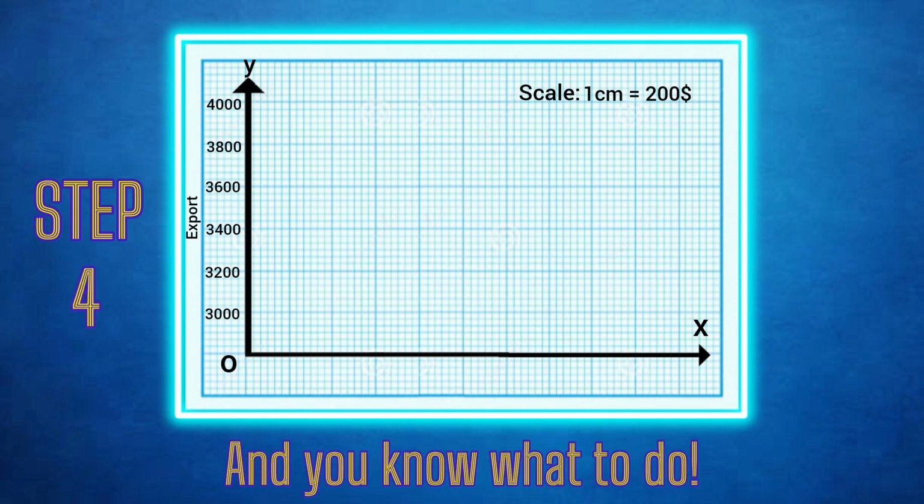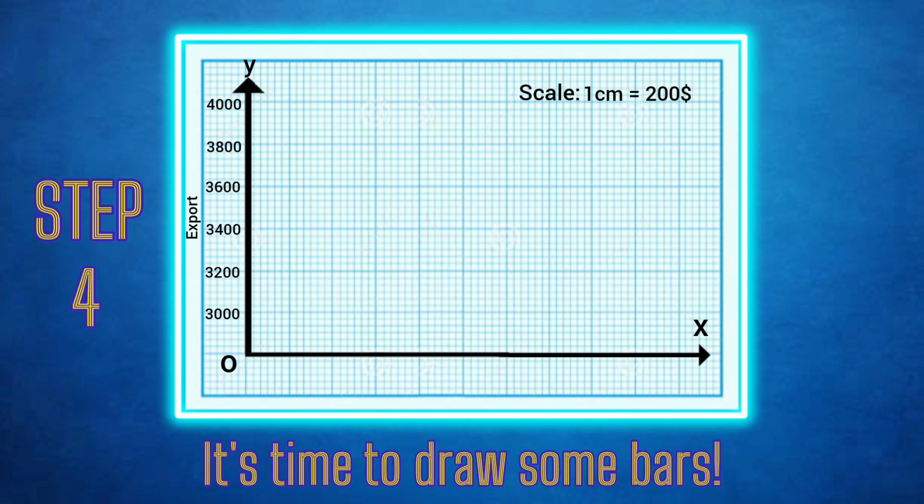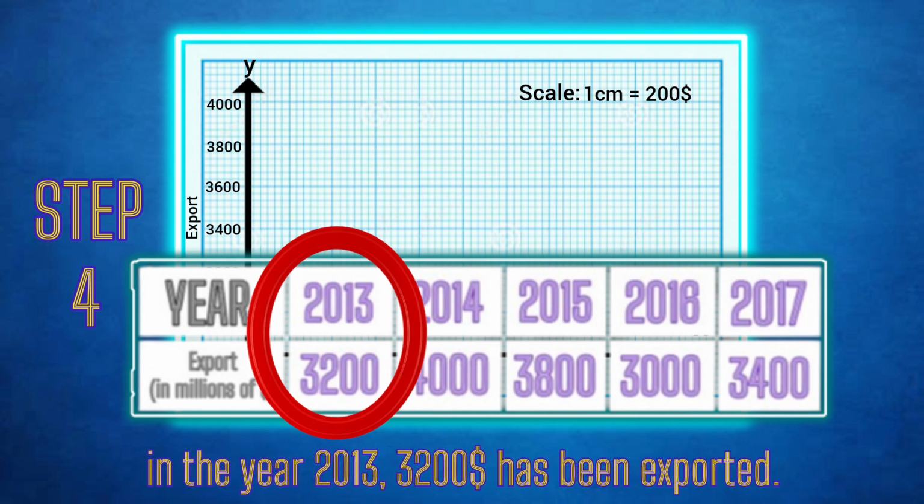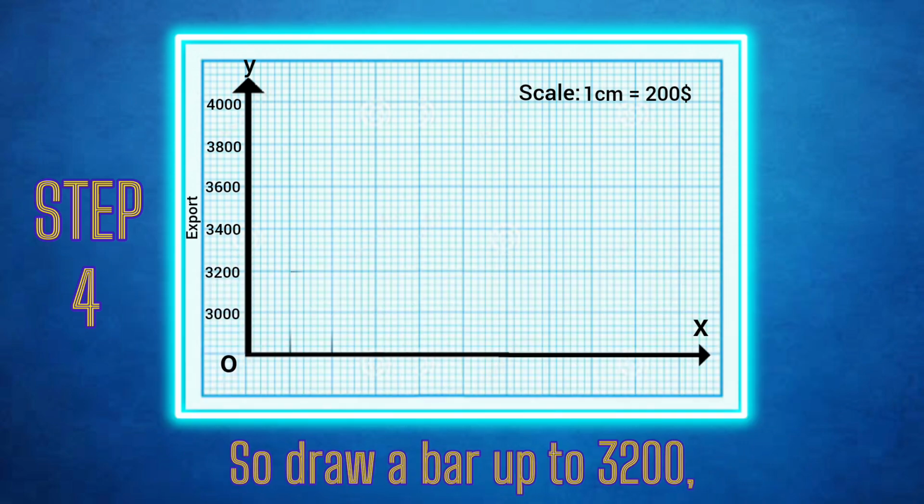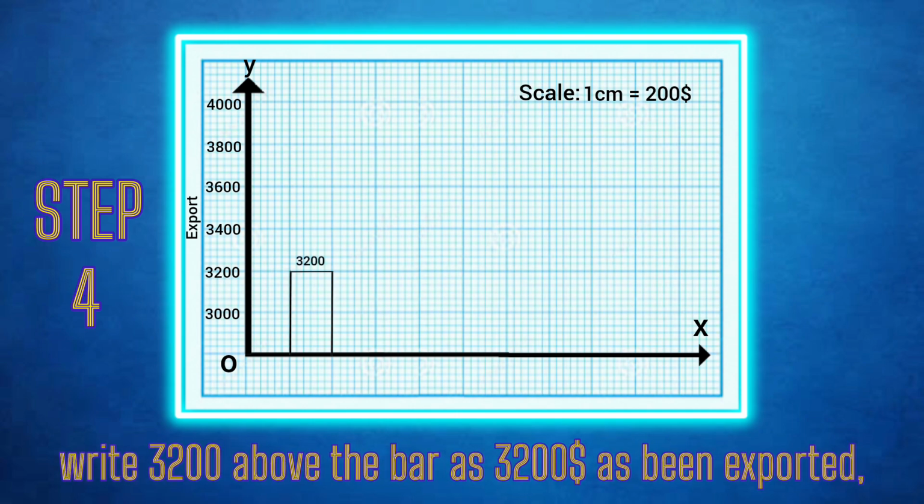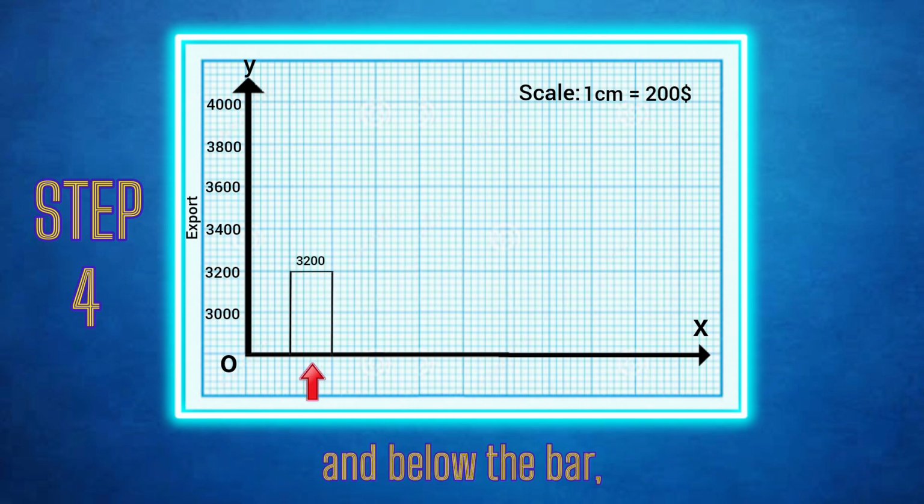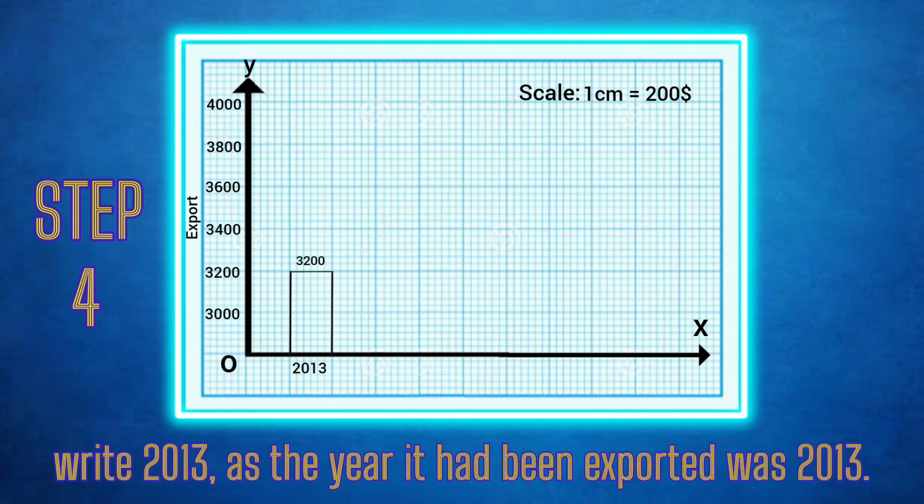Step 4. And you know what to do. That's right, it's time to draw some bars. So the first column says that in the year 2013, $3,200 has been exported. So draw a bar up to 3,200. Write 3,200 above the bar as $3,200 has been exported. And below the bar, write 2013 as the year it was exported.